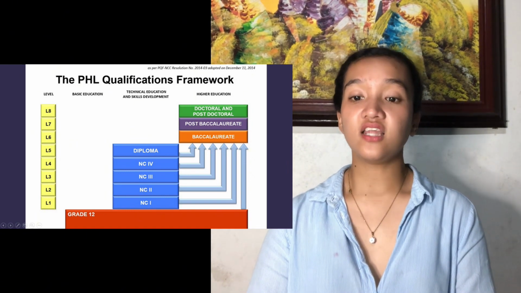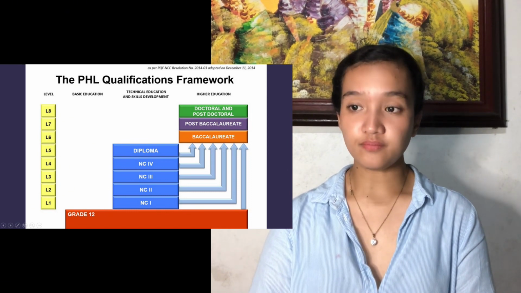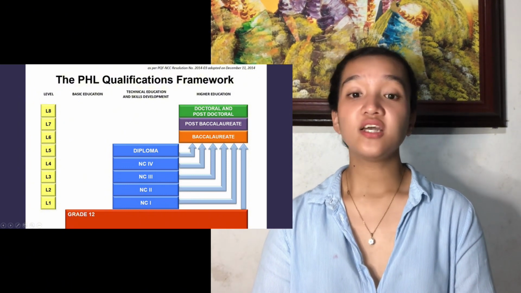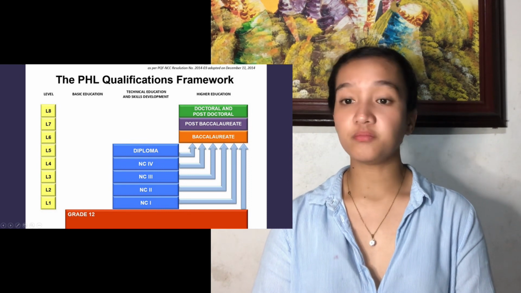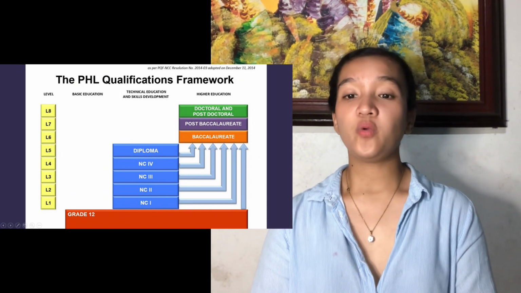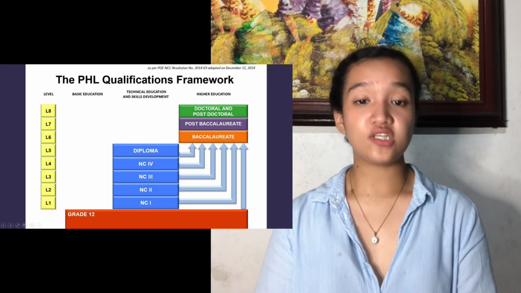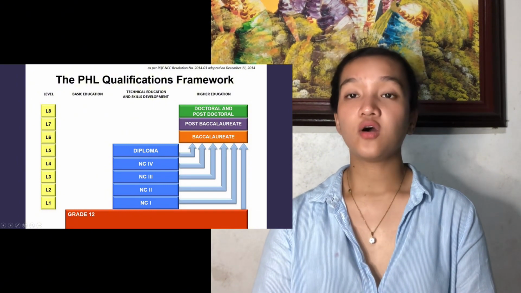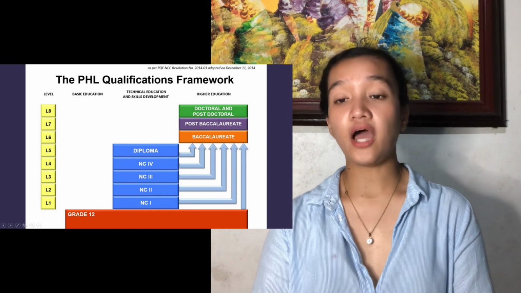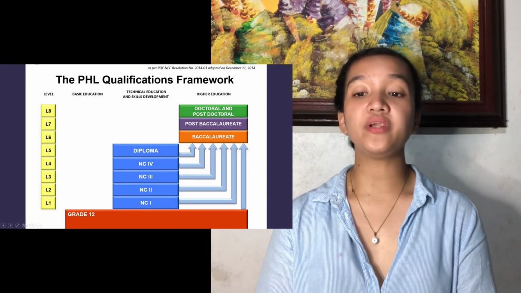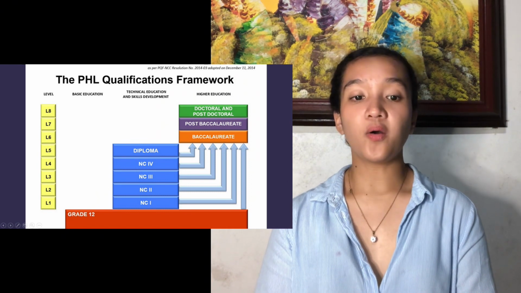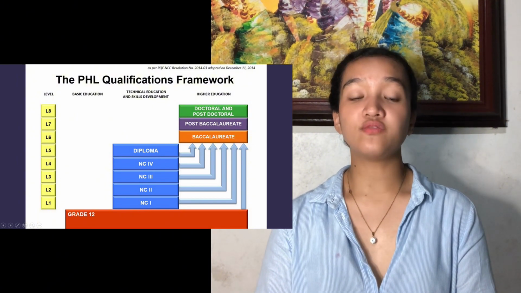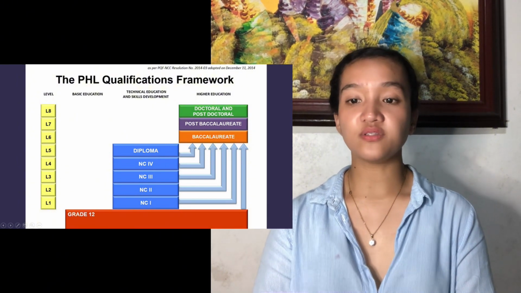The next are levels 6, 7, and 8, which are covered by higher education. These are baccalaureate, post-baccalaureate, and doctoral and postdoctoral. We can also see here level 5, which is the diploma. This is between TESDA and higher education, or CHED, the Commission on Higher Education. As we can see also here, we have the color orange or red, which is grade 12, or the senior high school. It serves as the foundation of the 8 levels.